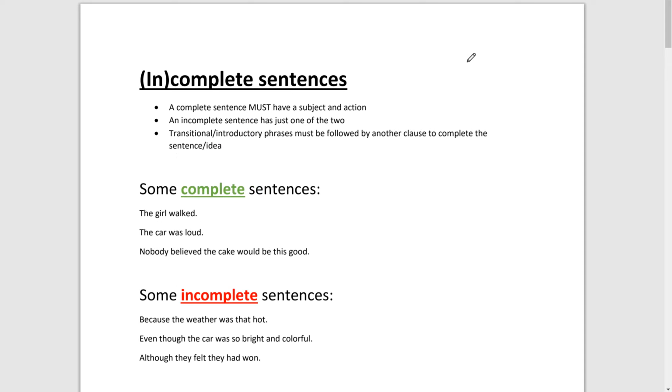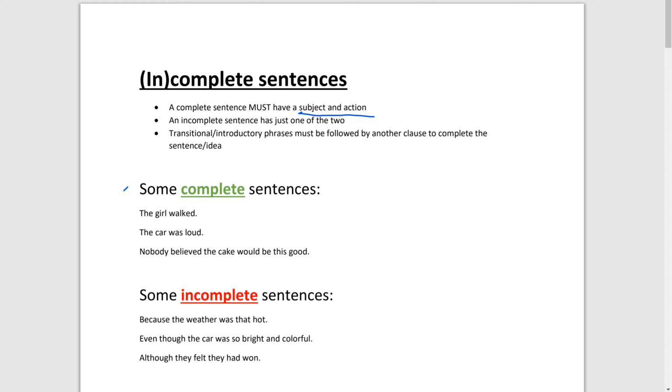So the thing is, let's get started with incomplete sentences versus complete sentences. A complete sentence has two things, a subject and an action. A subject could be a person or a thing, and an action could be a verb, or stating that something is, like an adjective or whatever. And then an incomplete sentence obviously just has one of the two.